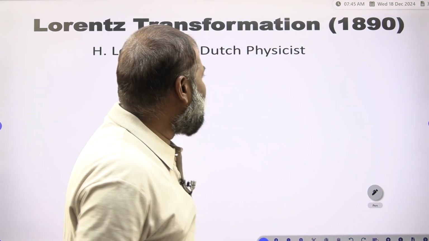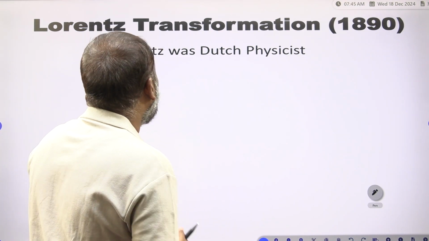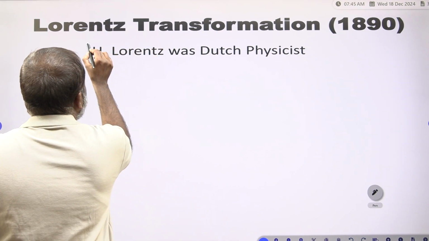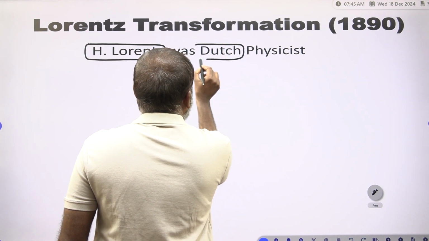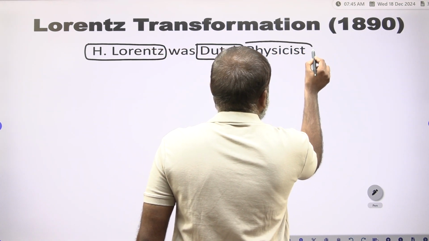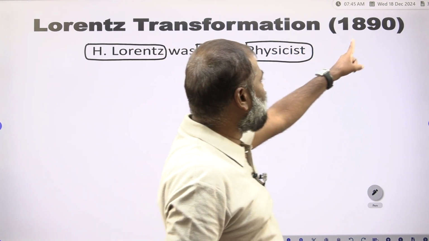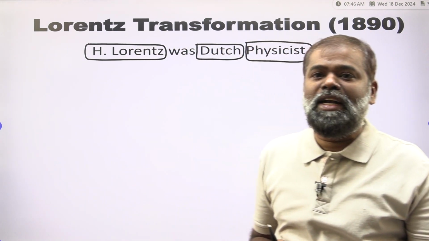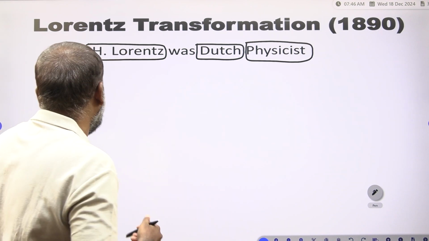Based on whom did he derive this? By using Lorentz only he derived. In 1890, Lorentz gave the transformations. Who is Lorentz? H. Lorentz belongs to the Dutch, meaning Netherlands, physicists. So the Netherlands physicist invented the Lorentz transformation in 1890. Who invented the Lorentz transformation? A Dutch physicist.